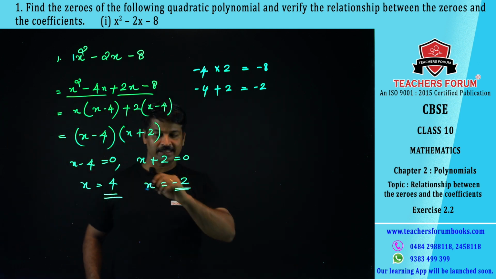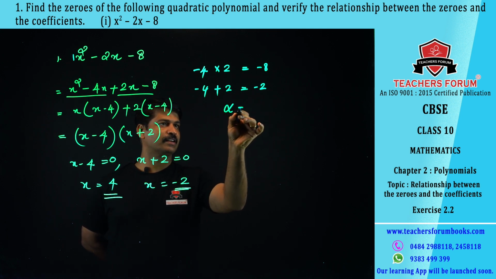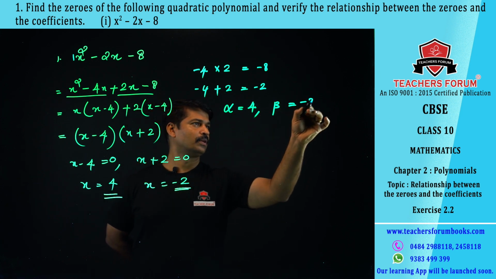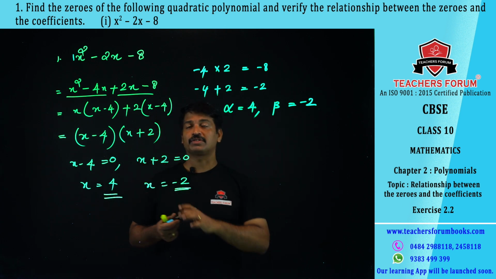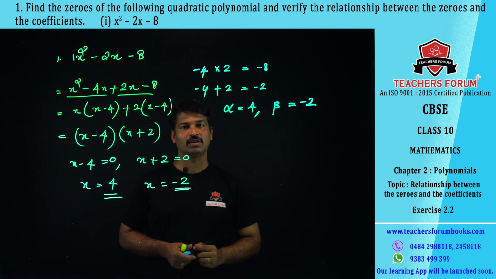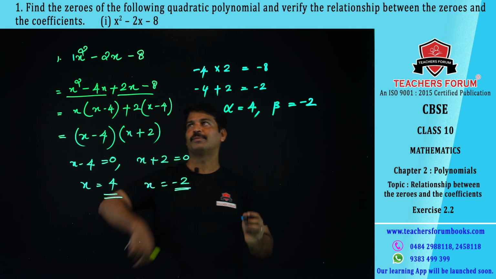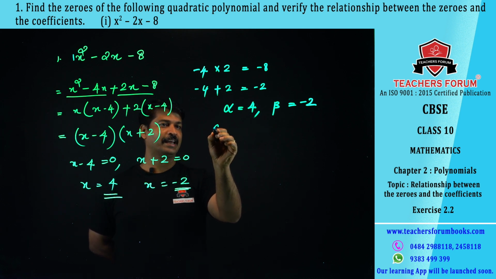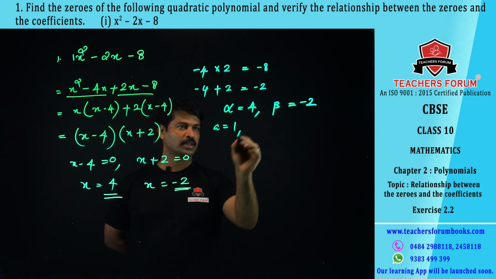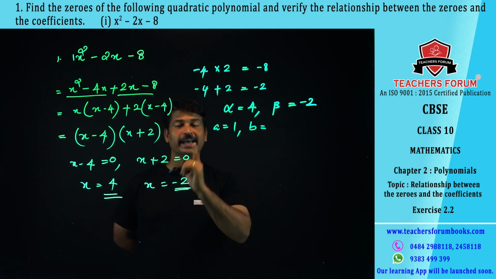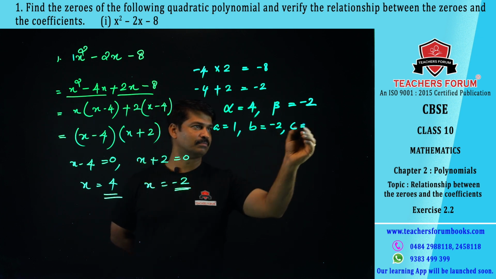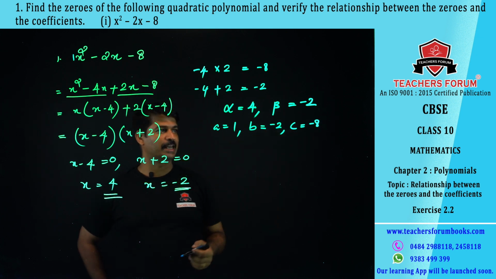Okay. Now, let us call the zeros alpha and beta. So, what is alpha here? Alpha is equal to 4 and beta is equal to minus 2. So, you got the zeros. Now, the next question is, you have to verify the relationship between the zeros and the coefficients of the polynomial. Can you tell me what are the coefficients of this polynomial? What is a from the given polynomial? The coefficient of x square. Here a is 1. A is the coefficient of x square. What is b? B is the coefficient of x. Coefficient of x is minus 2. What is c? C is equal to the constant term, that is minus 8. You got what is a, b, c here.